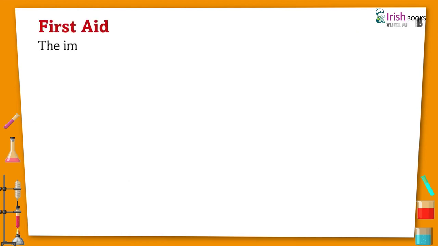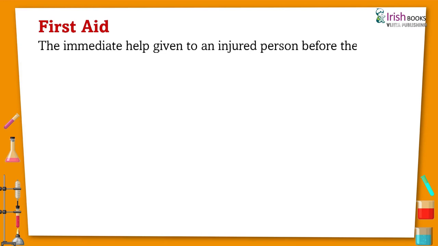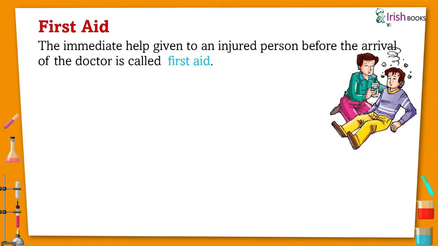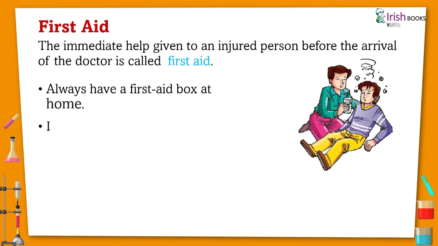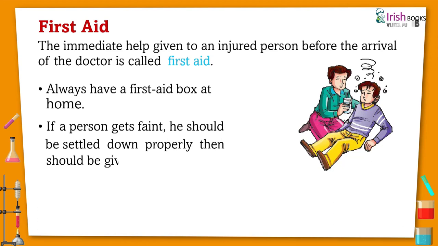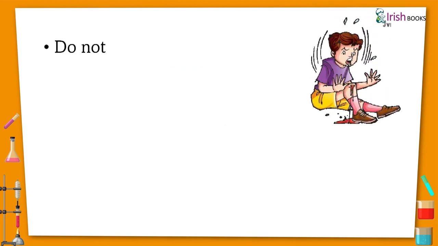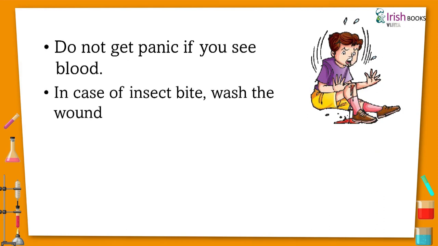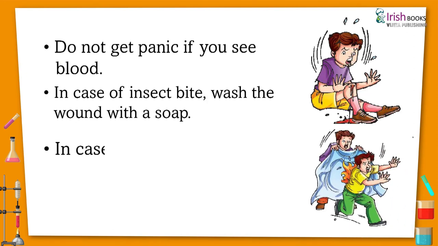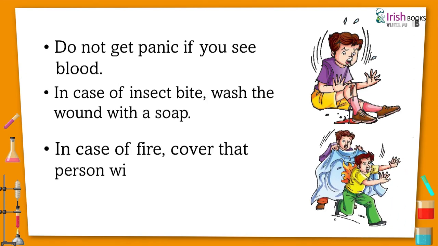The immediate help given to an injured person before the arrival of the doctor is called first aid. Always have a first aid box at home. If a person faints, he should be settled down properly, then given a glass of water. Do not panic if you see blood. In case of insect bite, wash the wound with soap. In case of fire, cover that person with a thick blanket.